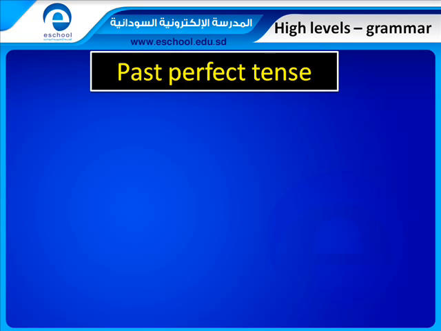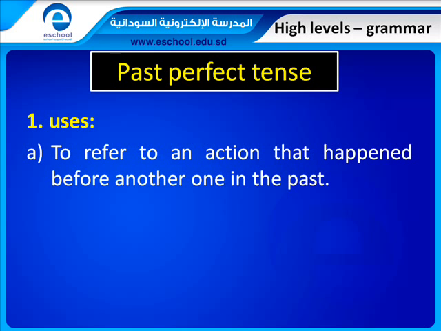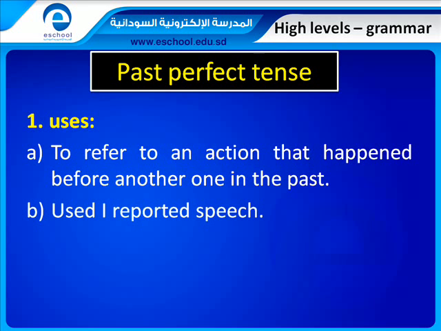And here we are going to speak about past perfect tense. We have present perfect tense and also we have past perfect tense. The use of past perfect tense is to refer to an action that happened before another one in the past. This means we have two actions or more. It is used in reported speech. It is also used in if three, in the if clause.